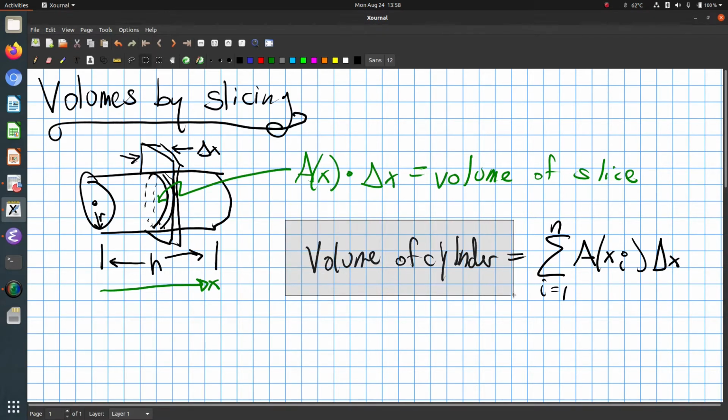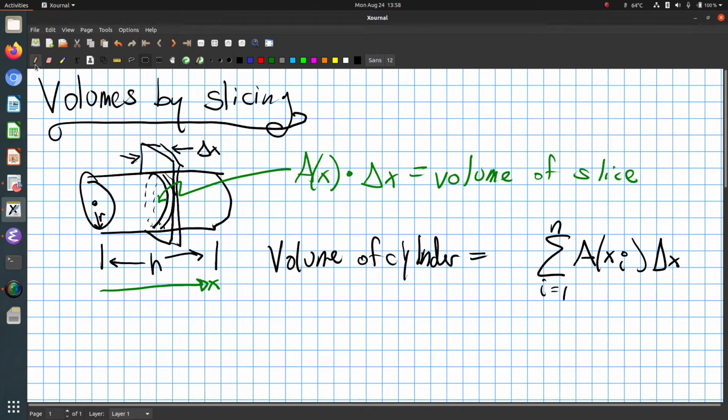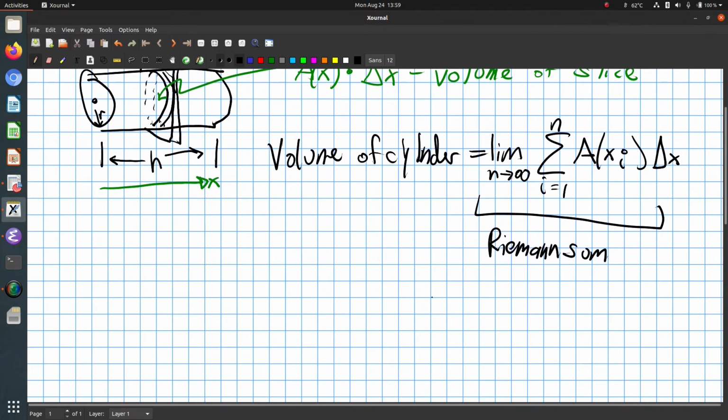But in the case of a more general object, we ought to take the slices to be thinner and thinner and thinner. So we ought to have a limit as n goes to infinity. And of course, this thing here as a limit is a Riemann sum, or in other words, an integral, from some starting x to some ending x value.